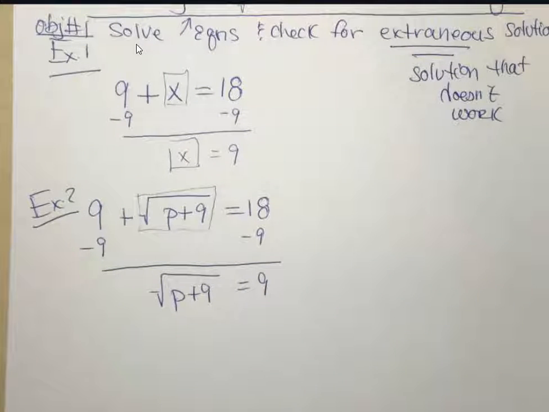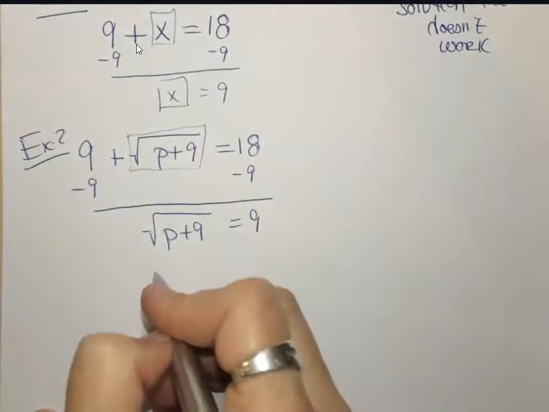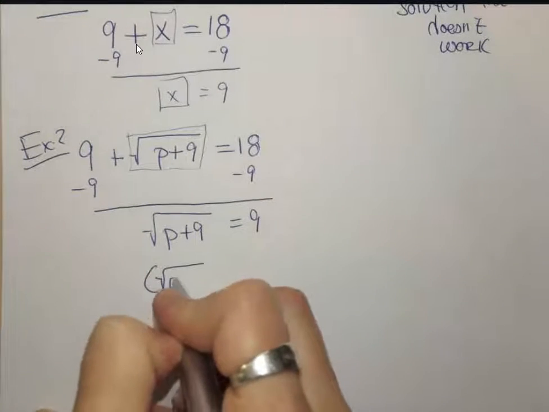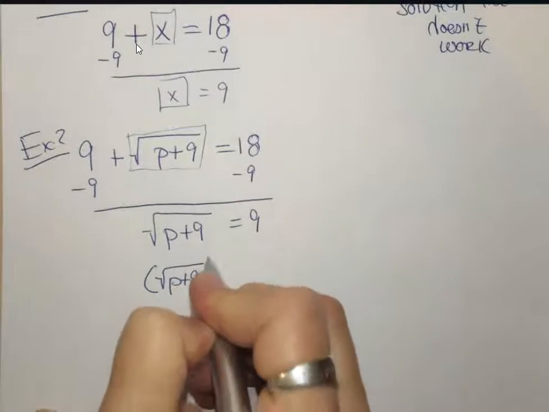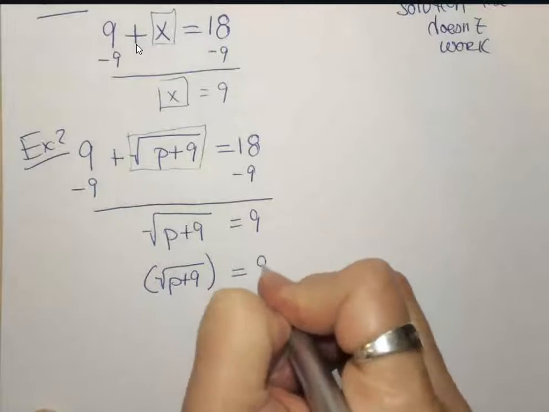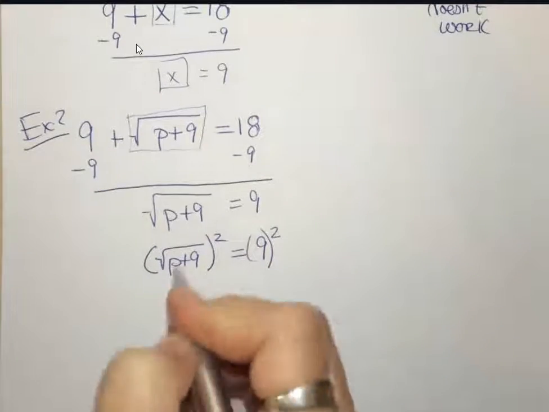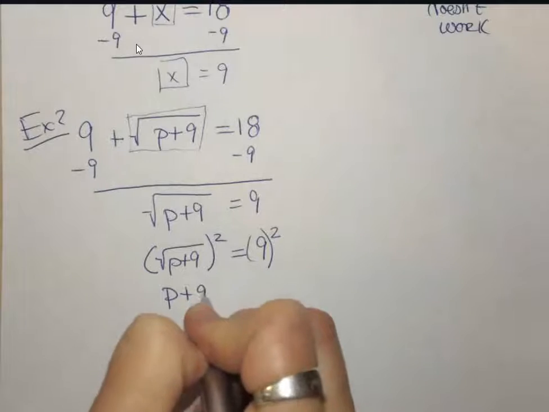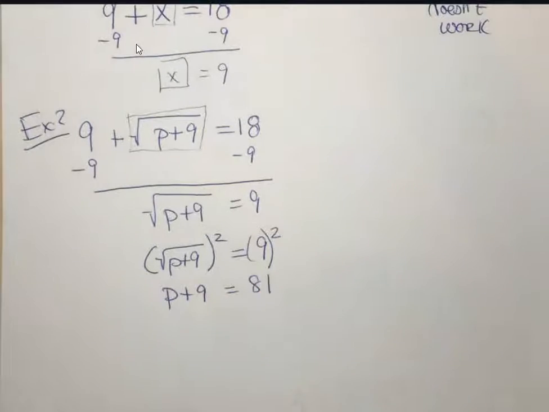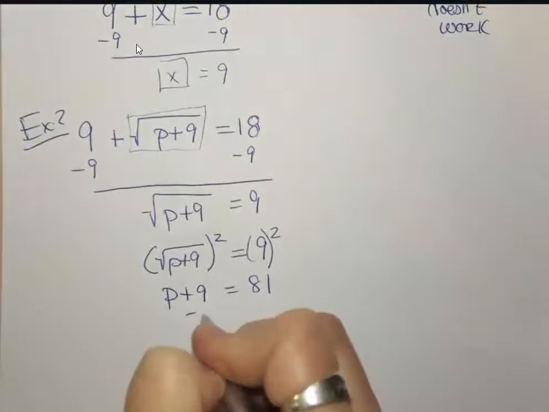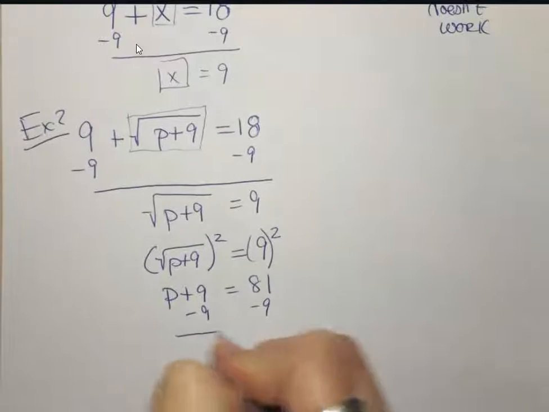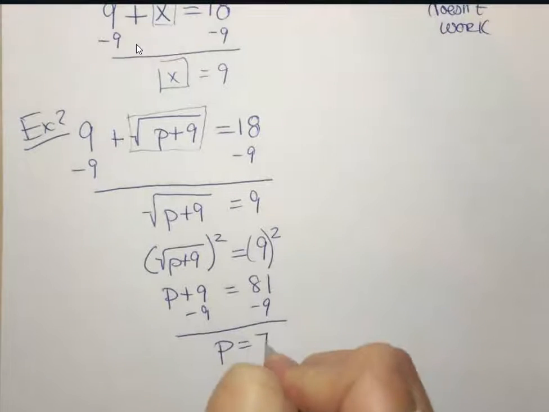Now, that square root, we need to get rid of the square root. So the only way that we can get rid of a square root is by squaring the square root. So if it was a cubed root, we would cube it. So I'm going to square both sides, and I end up with p plus 9 equals 81. Subtract my 9, and I get p is equal to 72.